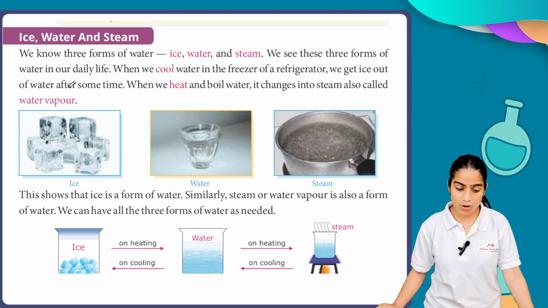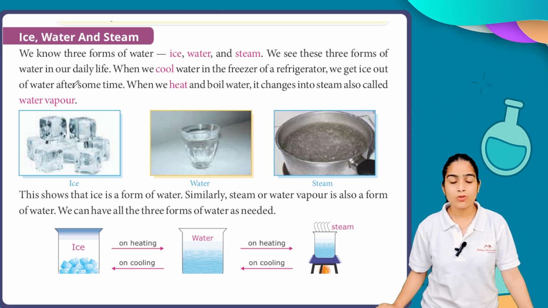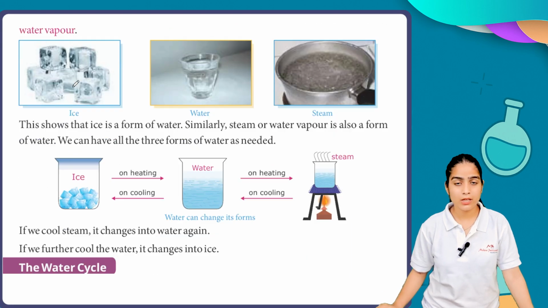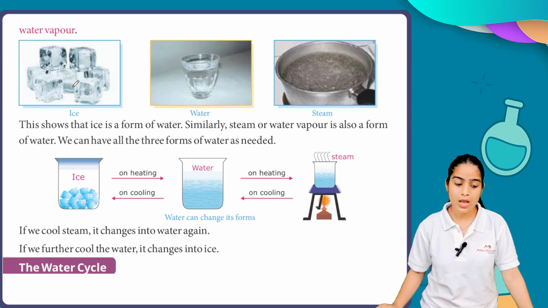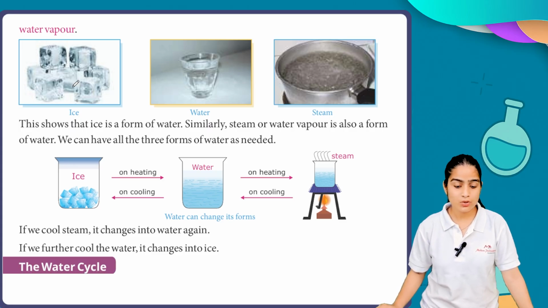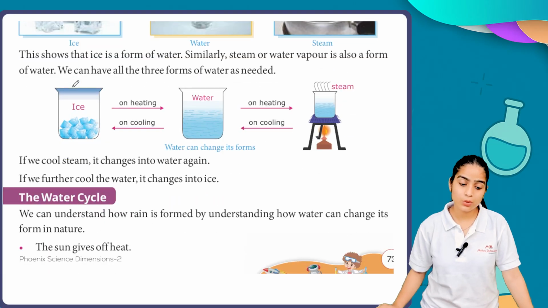First of all, ice and water. If we cool the water, then we get ice. If we heat the water, we get steam. If we cool steam, it changes into water again. If we further cool the water, it changes into ice again. Now we are discussing the water cycle.